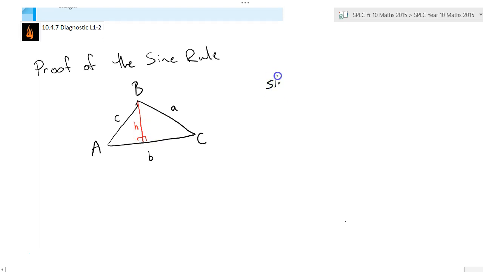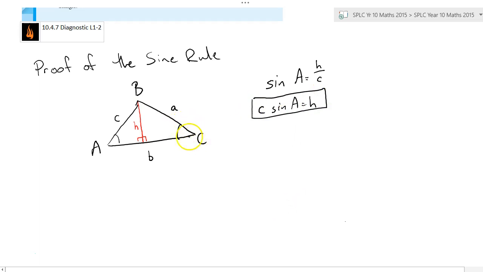I can find the sine of A, that's the sine of this angle here, the opposite side is h for the height of the triangle, and the hypotenuse is c. So sine of A equals h over c, which I can rearrange to c multiplied by sine A equals the height. Now I said I was going to find two expressions.